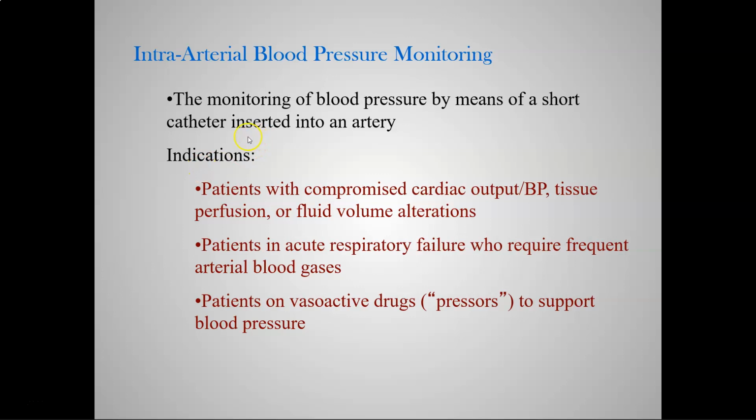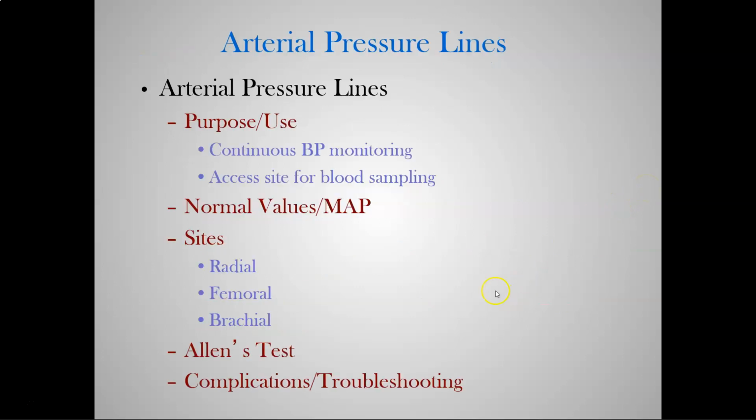All right, intra-arterial blood pressure monitoring. We are actually measuring inside an artery. Our most common access sites: radial, femoral, brachial. You must know that. You must know and be able to list these.